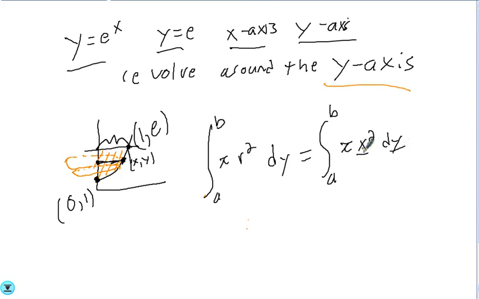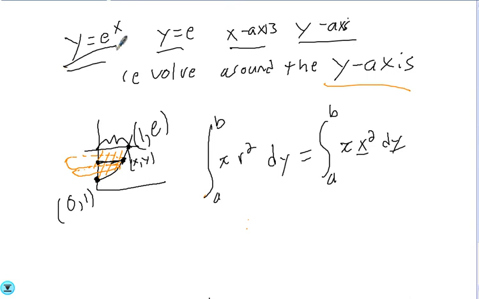Now, you should notice something incredibly different than what we did last time. In this one, I'm not subtracting off anything. So I only need one integral here because I'm not subtracting off anything like I did in the previous example. So now our only task is to get this x value in terms of y.